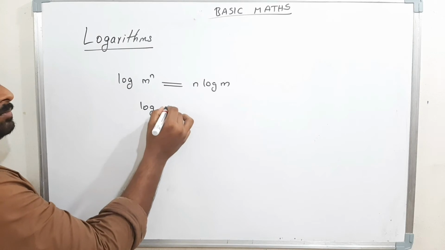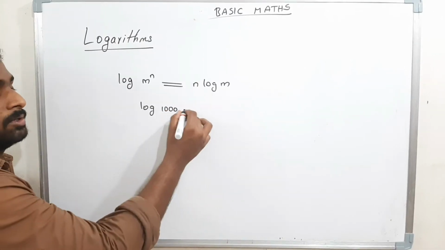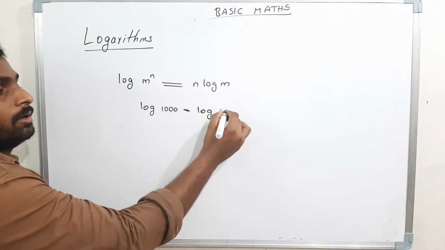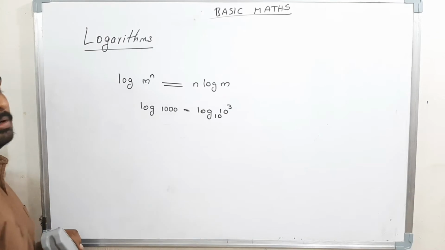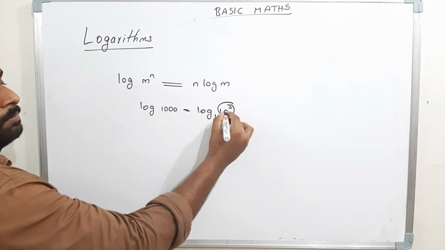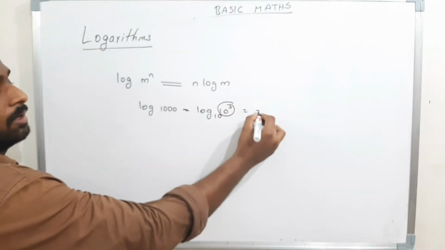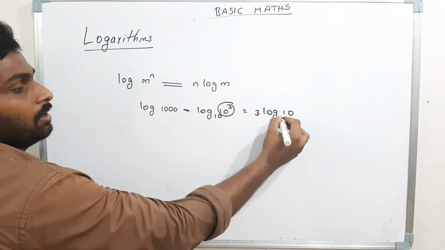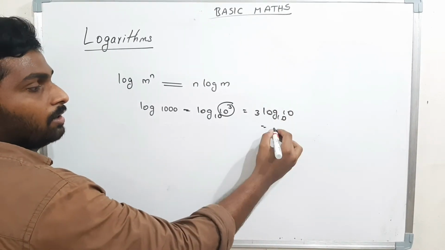Log 10 cube, okay, log 1000. What is log 1000? Log 1000 is nothing but log 10 power 3, base 10. Now m power n: what is the formula? n into log m. That is nothing but 3 into log 10 base 10. What is the value? Log 10 base 10 means nothing but 1. Therefore the answer is 3.